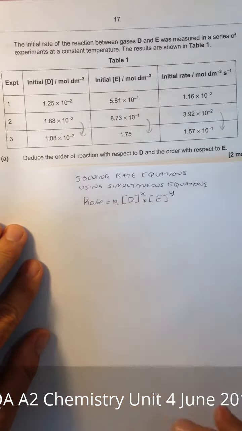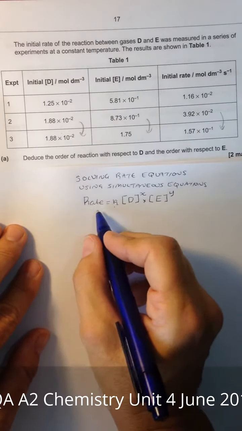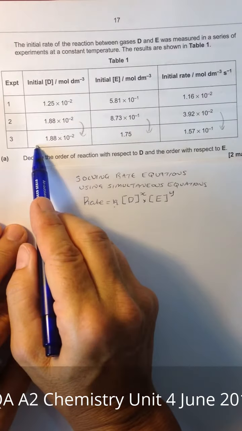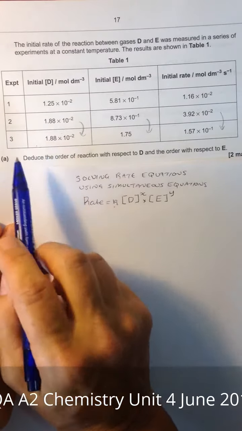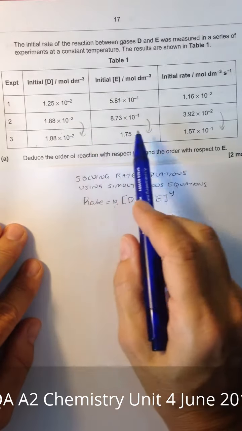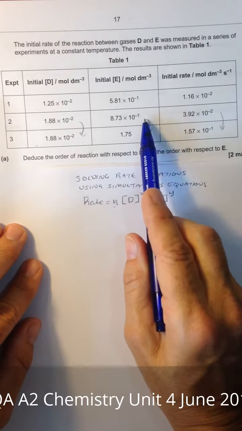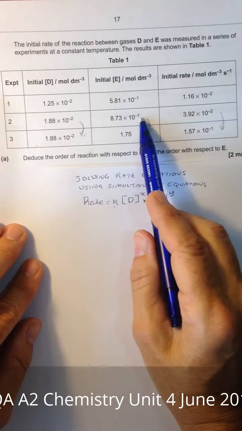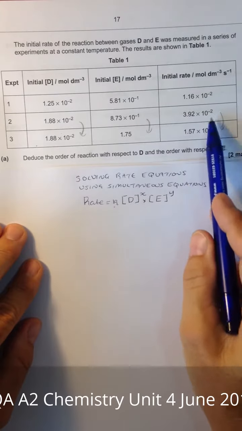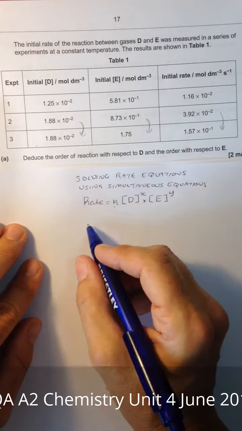Now, in order to get rid of this pesky constant, we can use simultaneous equations, because since that doesn't change, we can choose two experiments. Let's choose experiments 2 and 3, because conveniently in experiments 2 and 3, the concentration of D has been kept the same and the concentration of E has been varied. So immediately we know we should be able to solve the order with respect to the concentration of E, the effect of changing the concentration of E on the rate. So we choose experiments 2 and 3.